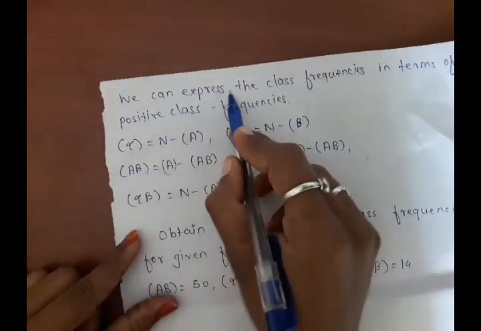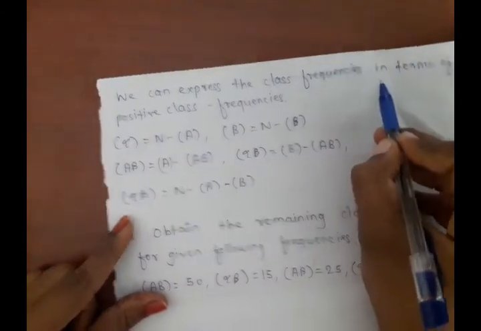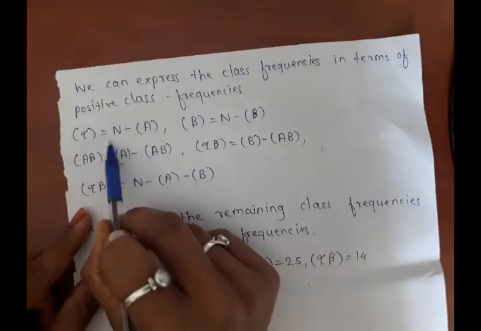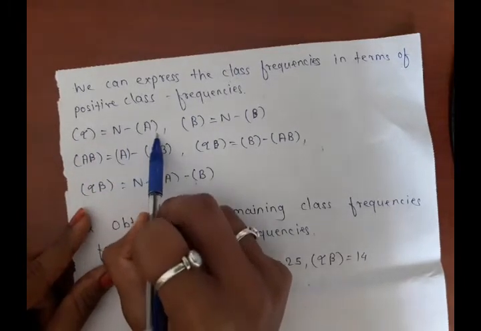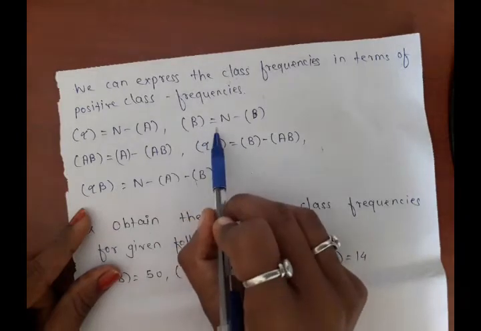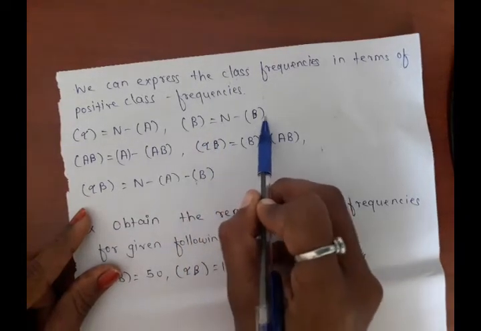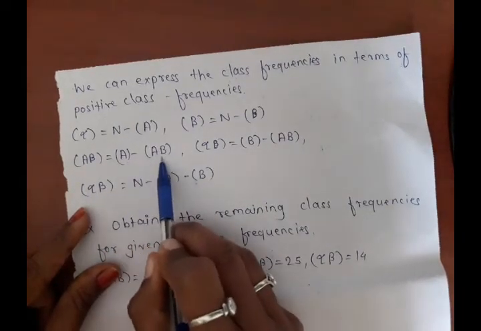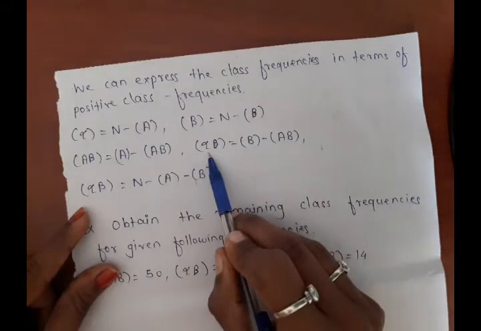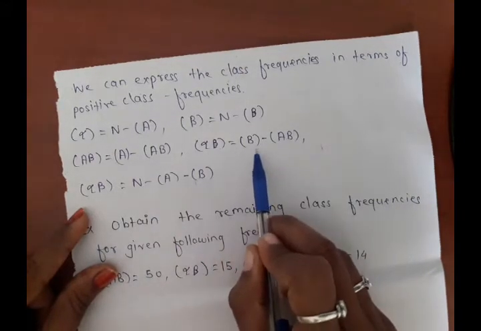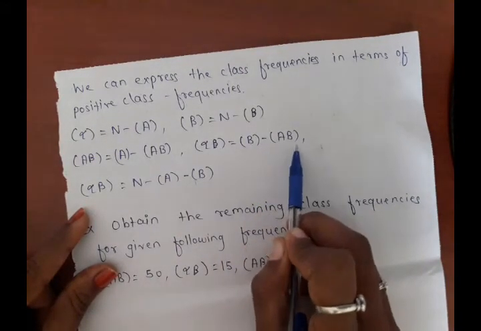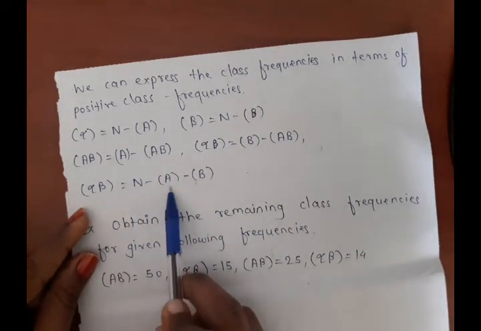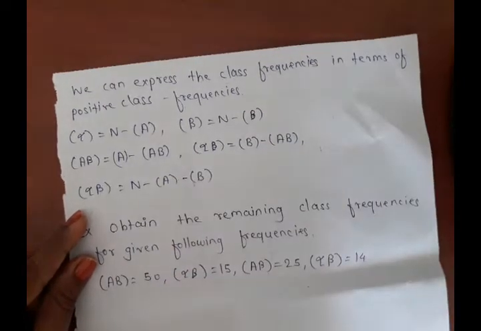Now we can express the class frequencies in terms of positive class frequencies. (α) is equal to N minus (A), (β) is equal to N minus (B), (Aβ) is equal to (A) minus (AB), (αB) is equal to (B) minus (AB), and (αβ) is equal to N minus (A) minus (B) plus (AB).